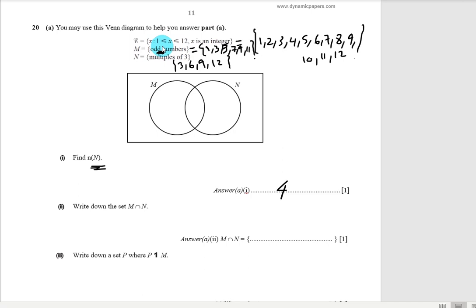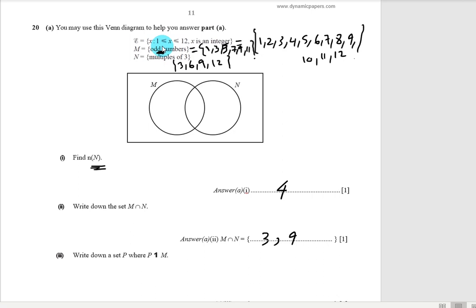Write down M intersected with N. So the values you can see in both M and N together. 3, 6. We have 6? No, here we don't have 6. Only 3 and 9. So 3, 9.